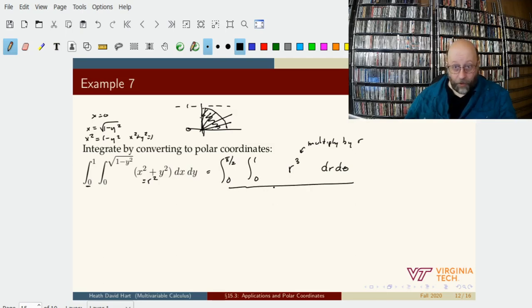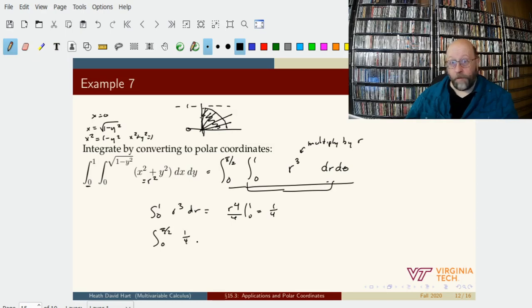And I hope everybody agrees that this integral is going to be a lot easier to work out than this integral. In fact, I'll go ahead and set this up here. The integral from 0 to 1 of r cubed dr is r to the 4th over 4 from 0 to 1, which is 1/4. And the integral from 0 to pi over 2 of 1/4 is just 1/4 theta from 0 to pi over 2. And that's pi over 8 minus 0. Okay? A lot easier than this integral would have been.